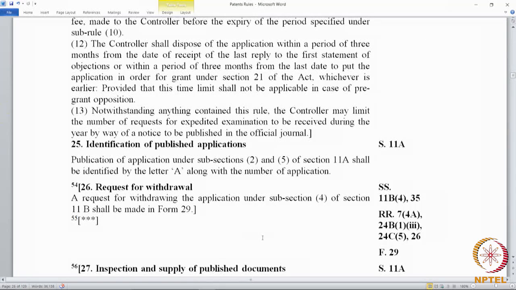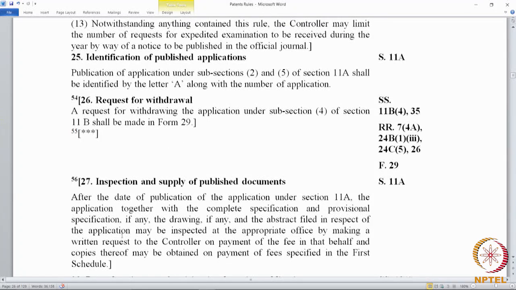Rule 25 deals with identification of published applications. When an application is published under subsection 2 and 5 of 11A, it shall be identified by the letter A along with the number of application. Now, the applications will have a number. The published application will have the alphabet A after it. Request for withdrawal shall be made in form 29, and a request for withdrawal can be made at any time after the filing of the application before the grant.